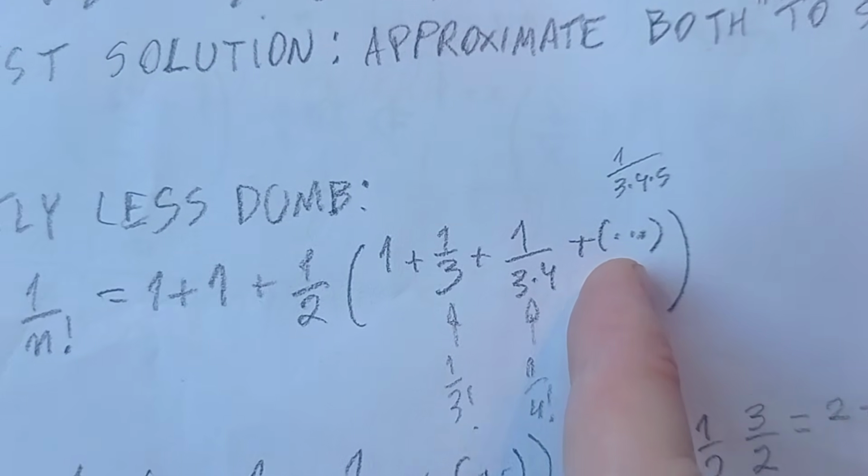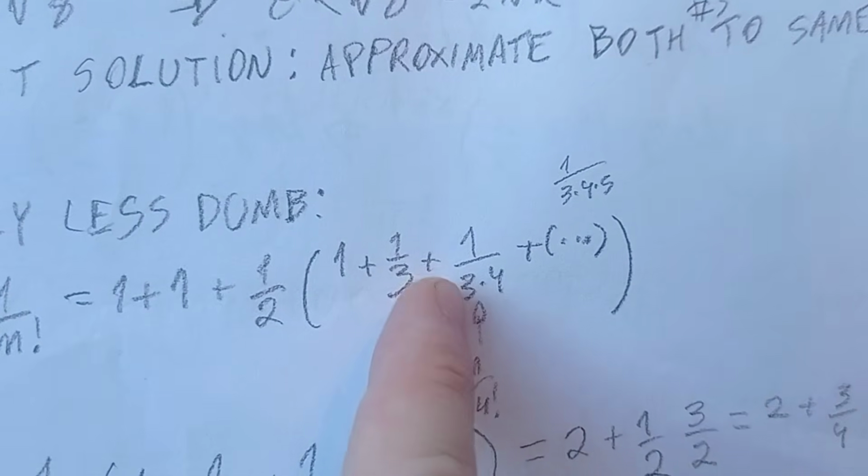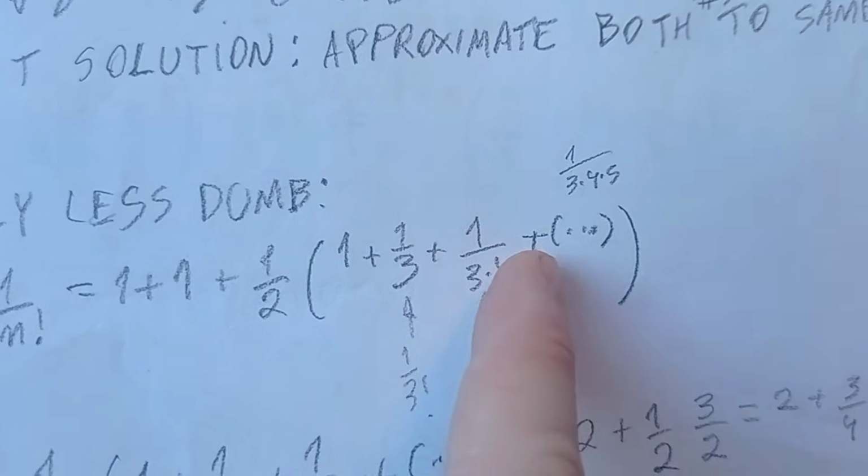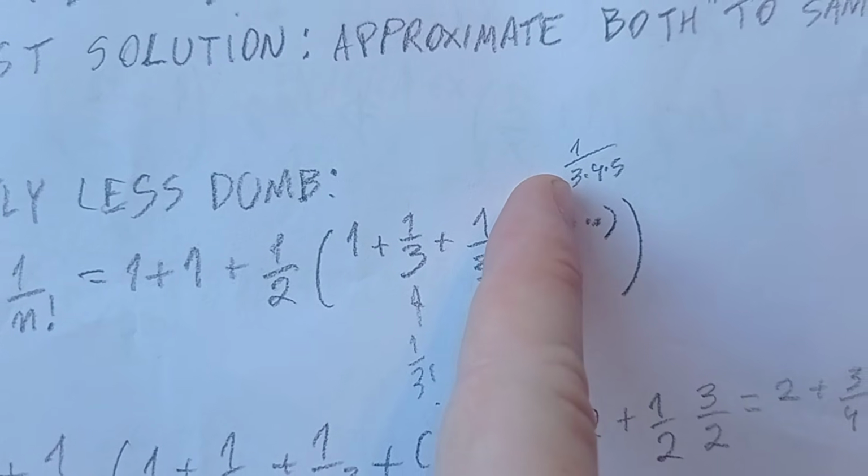This is the continuation. So this is the term 1 divided by 4 factorial. This houses the term 1 divided by 5 factorial and beyond.